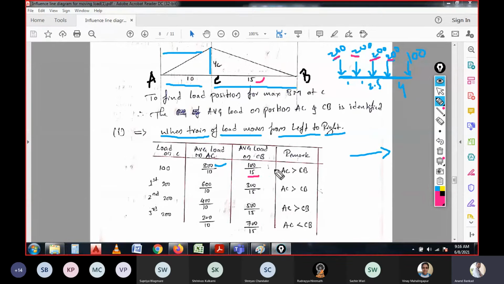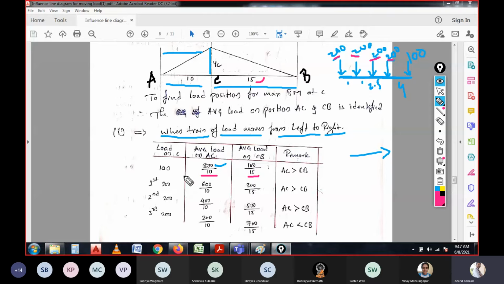Now if you consider the ratio of these two, the average load on the span AC is greater than the average load on the BC span. Because we have the larger span of BC over here, we need to get the larger average load on BC to get the maximum bending moment. That is the case we need to understand over here.